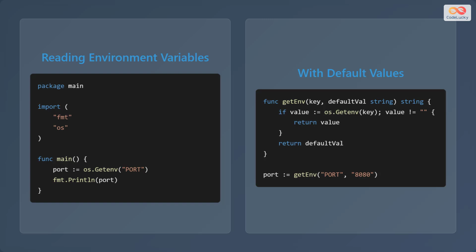The second example demonstrates a more robust approach by creating a helper function called getEnv that accepts a key and a default value. This function checks if the environment variable exists and has a non-empty value. If it does, it returns that value. Otherwise, it returns the provided default value. This pattern is extremely useful because it ensures your application has sensible defaults even when environment variables are not set.